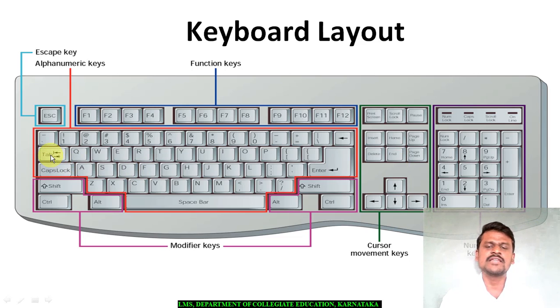For example, if you press the tab key while typing in any document, it will take 8 spaces. If you want a space, or if you want to make a paragraph, then instead of pressing space multiple times, you can just use the one tab button. That will give you the exact 8 spaces so that it can look like a paragraph, right? That is the functionality of the tab key.